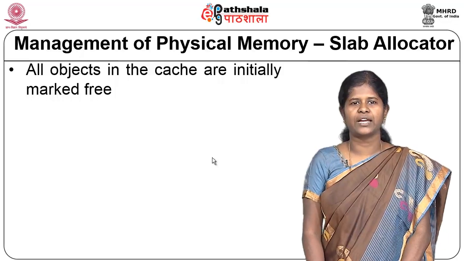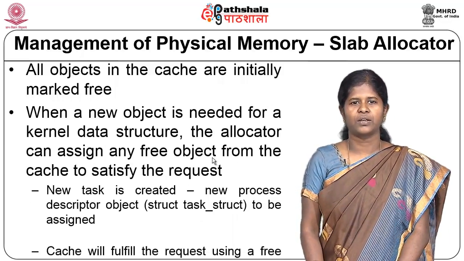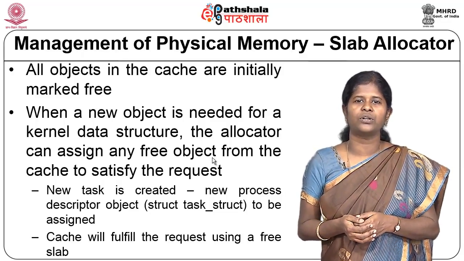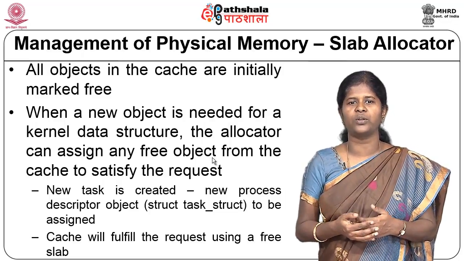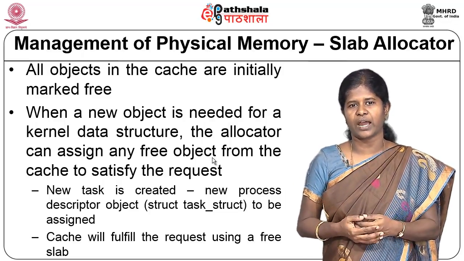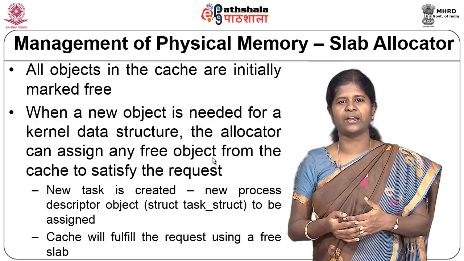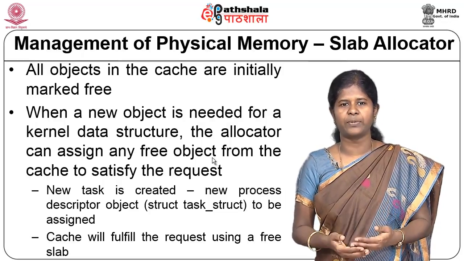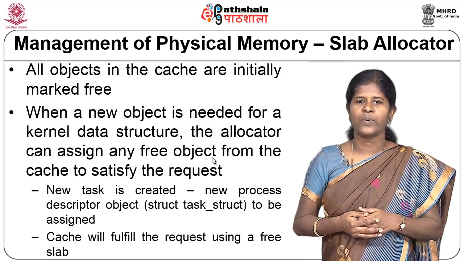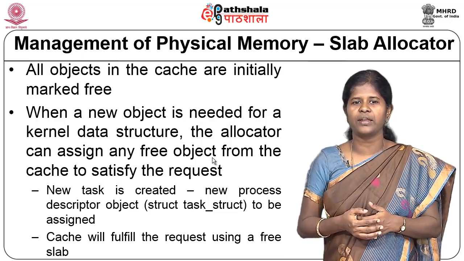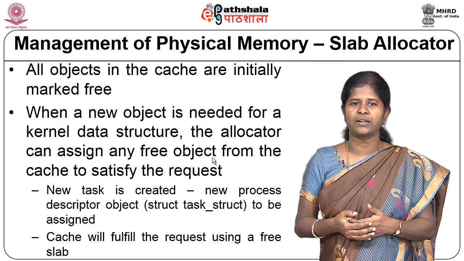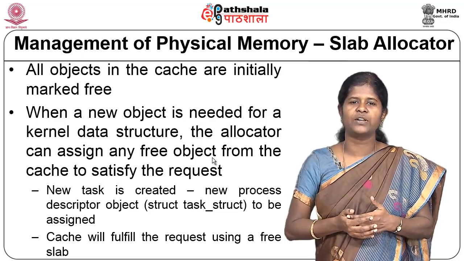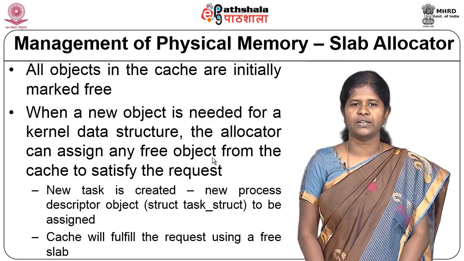And all the objects in the cache are initially marked as free. Whenever a new object is needed for a kernel data structure, say you need to allocate space for an inode, or you need a new object in the inode cache, the allocator will check if there is any free object in the cache, so that it can allocate space for that inode using that free object. Similarly, whenever a new task is created, a new process descriptor object has to be assigned, and in that case it will check if there is any free object available. So, the cache will fulfill this request using a free slab.